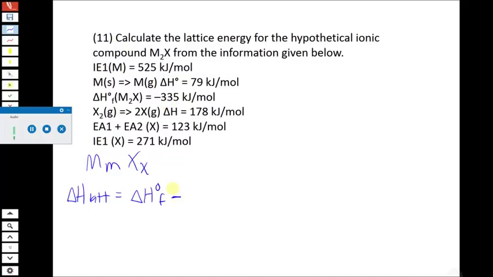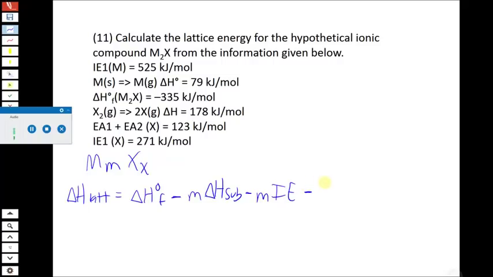We then are going to have two terms associated with the metal, modified by however many metal atoms are in the formula. So little m times the sublimation enthalpy of the metal, and then little m times the ionization energy for the metal. So again, both of these terms deal with the metal. And then the next two terms here deal with the nonmetal.